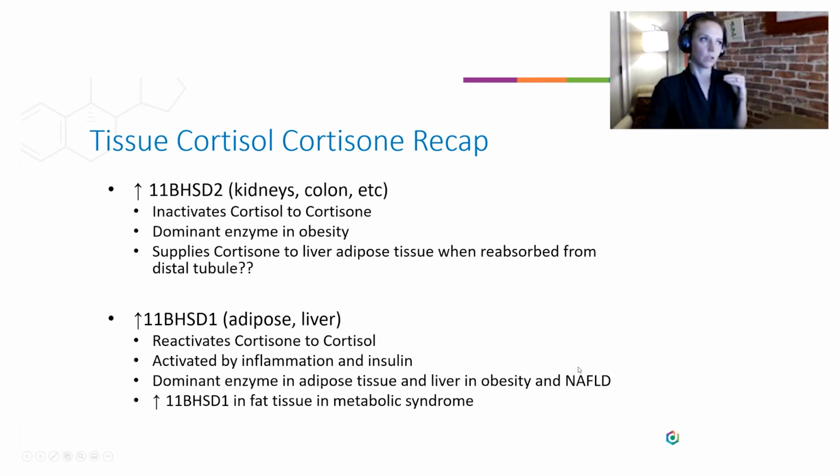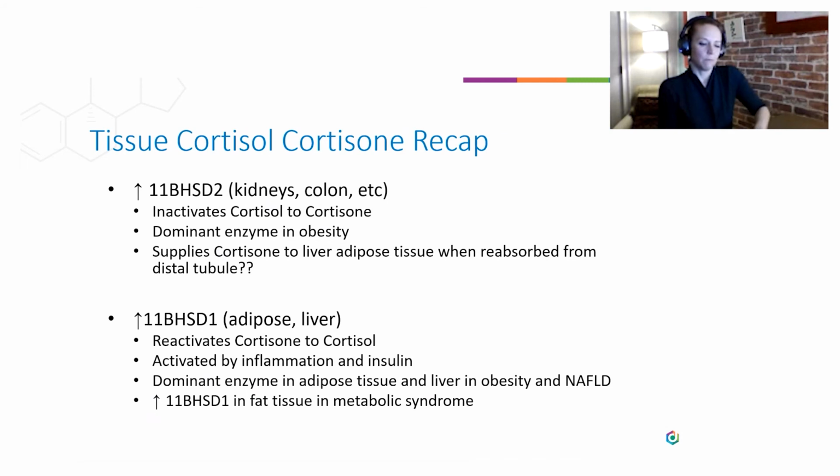So this is just a little recap. Tissue cortisol and cortisone is governed by the tissue that it's in. So if we're in the kidneys, the colon, the salivary gland, it's 11-beta-HSD type 2, which inactivates cortisol to cortisone. It happens to be the dominant enzyme in obesity in those tissues. So we want to make sure that an overstimulated cortisol to cortisone conversion is hopefully stemmed. There are ways to do that. Licorice is kind of our go-to in those cases.